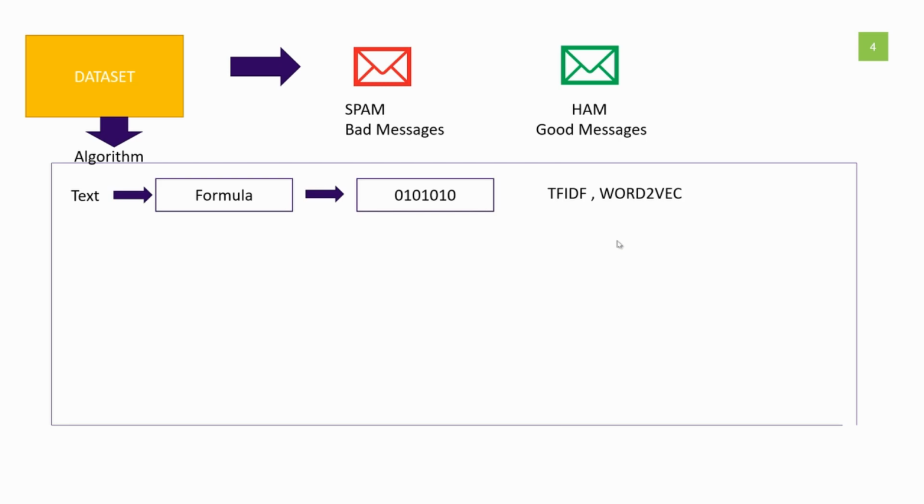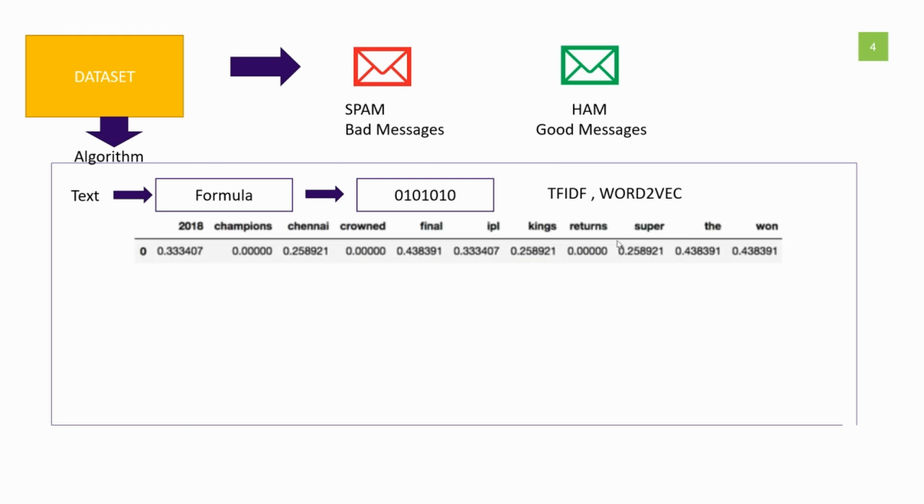What this algorithm actually does is, it is nothing but a formula that converts the text into numbers, right guys? Because the computer system does not understand text, it just understands numbers. So I have just written the example of two algorithms right here. TF-IDF and Word2Vec are two algorithms that convert text to numbers, right?